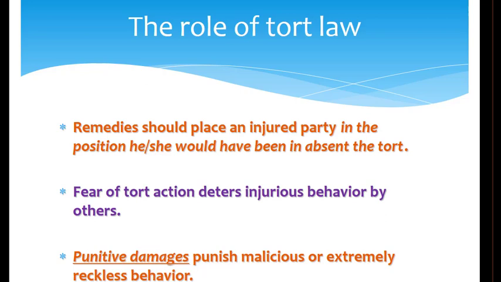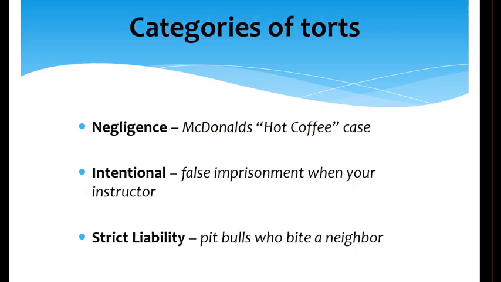And Mrs. Liebeck tried to settle with McDonald's multiple times, but it wasn't until the jury rendered a very large punitive damages award that McDonald's settled for a much smaller number. So, as I mentioned, we have three categories of torts: negligence, which we're talking about in this video, intentional torts, and then strict liability. And strict liability is just super, super special.